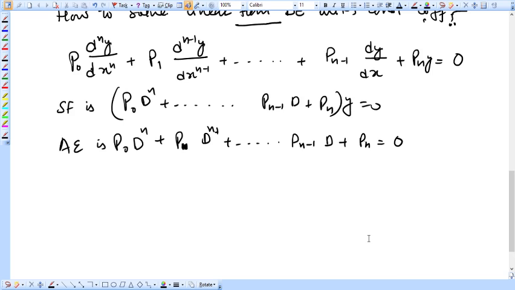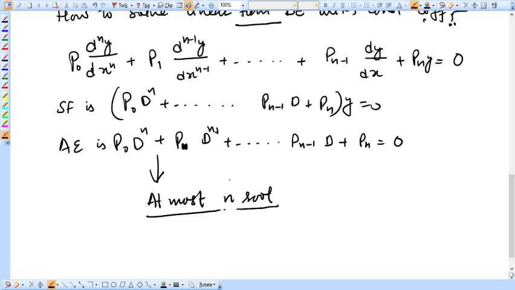Now since we know that here p naught, p1, and so on are all constants, this is an algebraic equation. So we know if we have an algebraic equation, we can solve it, right? So this equation will certainly have some roots. And how many roots will there be? At most n roots will be there.